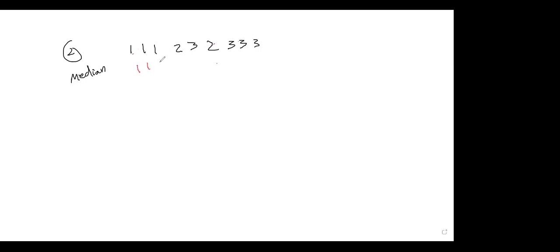If you're going to do this manually, you have to put them in order. And there are 4 on this side, 4 on this side. So the median is 2. The answer is 2. Now, go back to your calculator really quick.